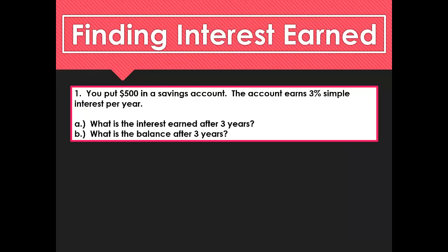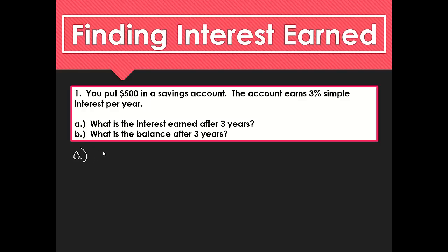First, we'll look at finding interest earned. So for number one, you put $500 in a savings account. The account earns 3% simple interest per year. What is the interest earned after 3 years? And what is the balance after 3 years? So first, looking at A, what is the interest earned after 3 years?